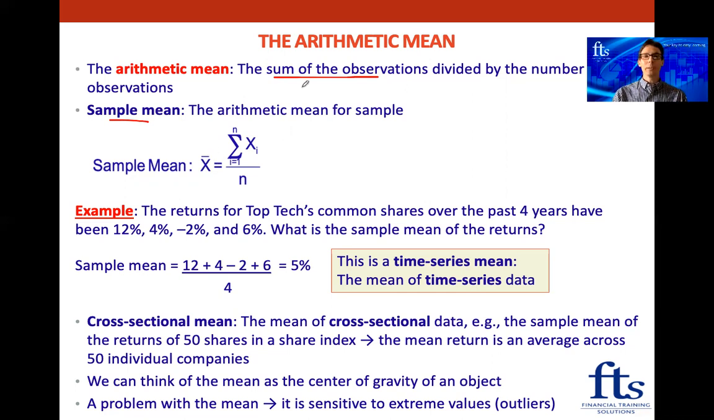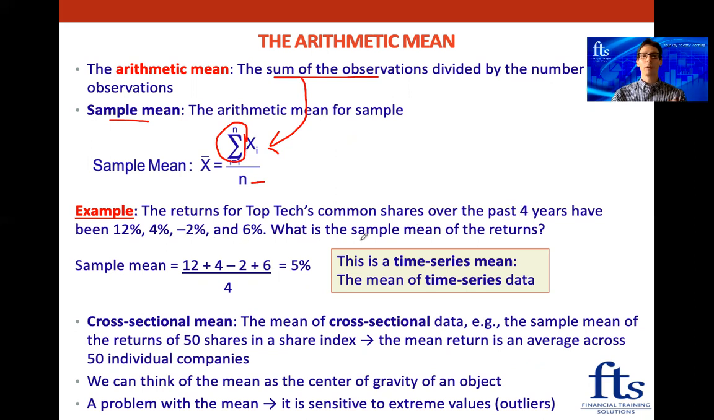All we do is, in the numerator, we sum up all the values of the observations. This sign over here is sigma, which means we sum up all of our observations, all of our X's. And once we've done that, we divide that by the number of observations we have, the N. If we take this little example here, nice and easy, we've got the returns for Top Text common shares for the last 4 years.